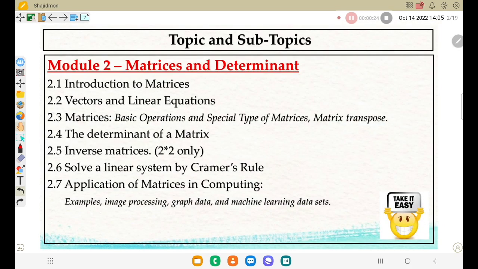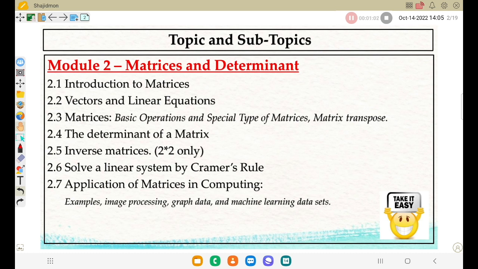So, here you can see the topic and the subtopics of this module. Module 2, matrices and determinant. In this module we have 7 sections: introduction to matrices, vectors and linear equations, matrices, basic operations, special types of matrices, and matrix transpose. And 2.4, the determinant of a matrix. 2.5, inverse matrices, but we are only discussing 2 by 2 matrices. And solving a linear system by Cramer's rule.